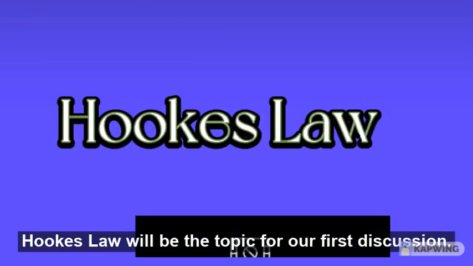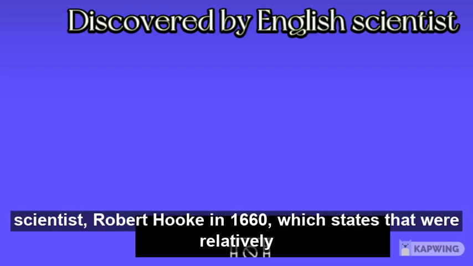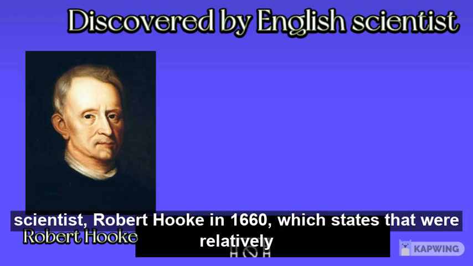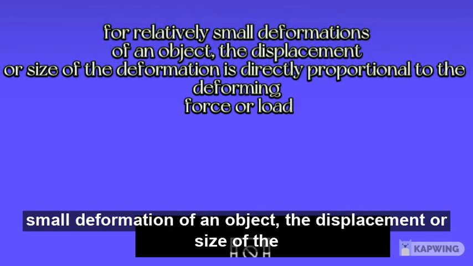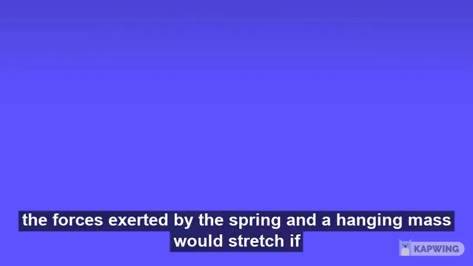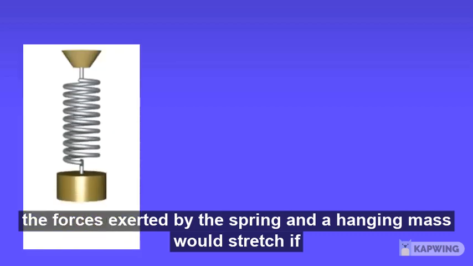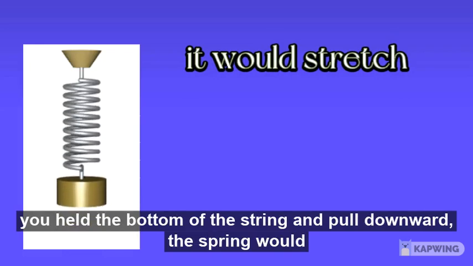Hooke's law will be the topic for our first discussion. It is defined as the law of elasticity discovered by the English scientist Robert Hooke in 1660, which states that for relatively small deformation of an object, the displacement or size of the deformation is directly proportional to the deforming force or load. The force thus exerted by the spring on a hanging mass would stretch if you held the bottom of the string and pulled downward.